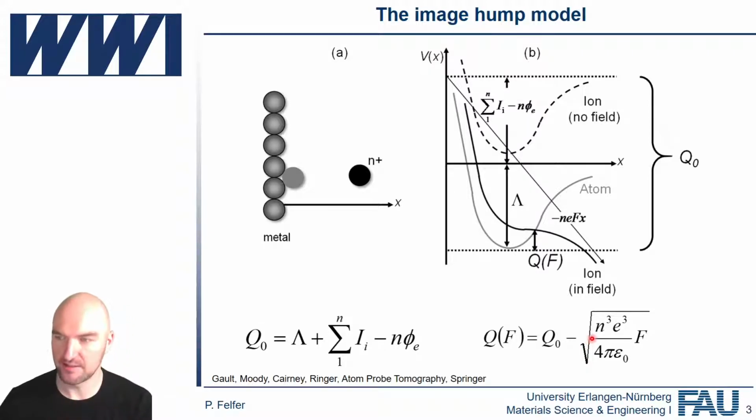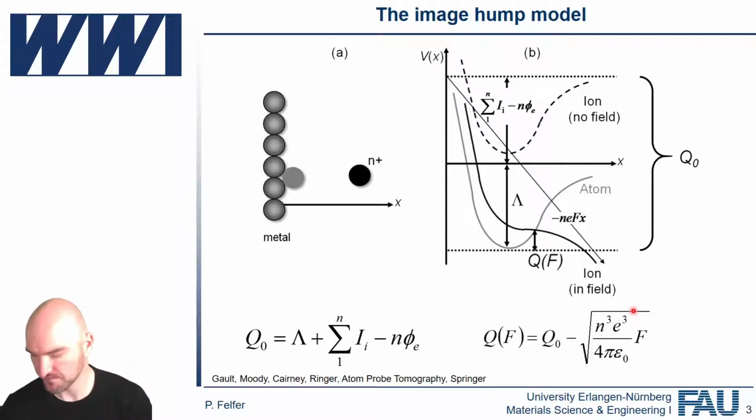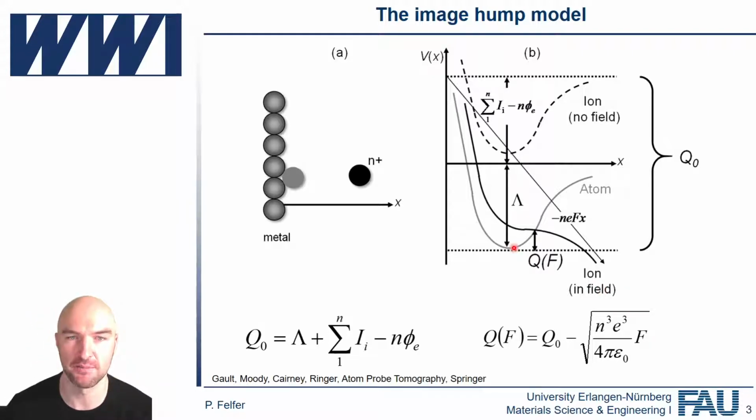If you apply the theory, some of the distances that are appearing don't make sense. Some of the values don't make sense. So this is just a very, very simplified view, but it will help us a lot in understanding some of the aspects of field evaporation. And the barrier is this Q0, the total energy minus the energy that the ion has when it goes through that field. And this is the very simple image hump model.